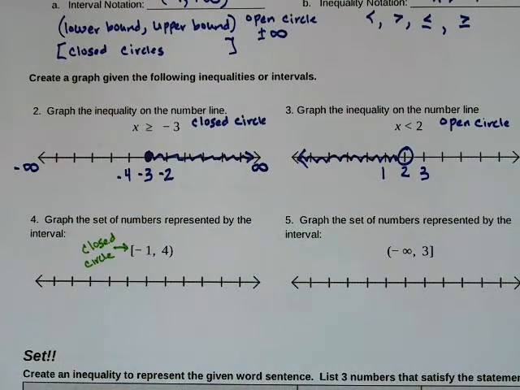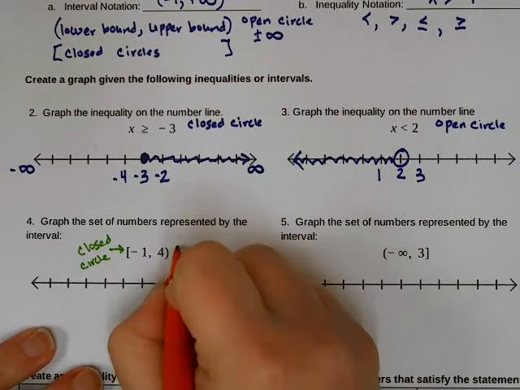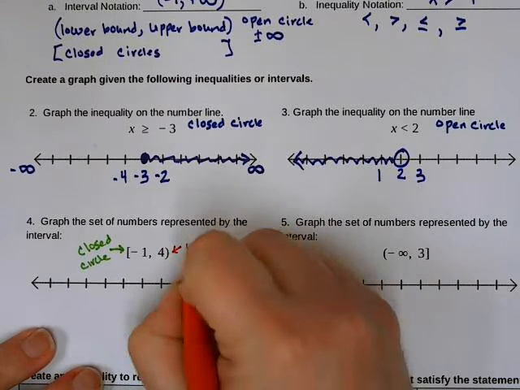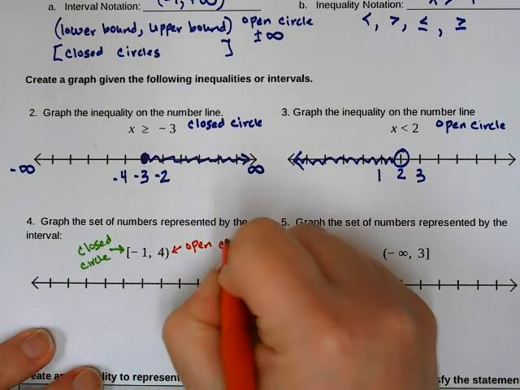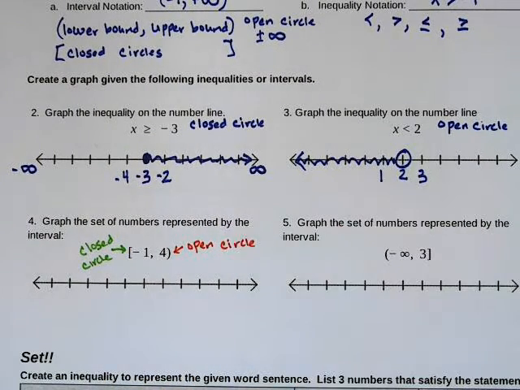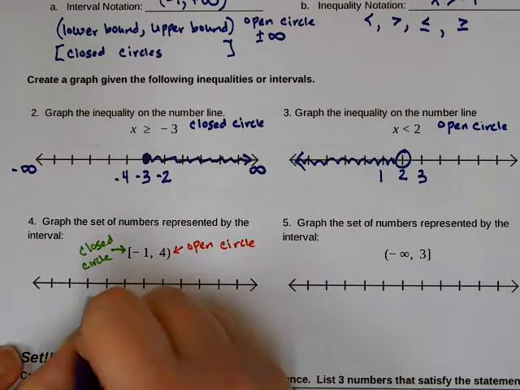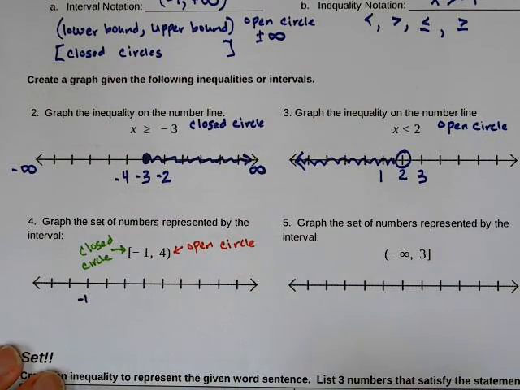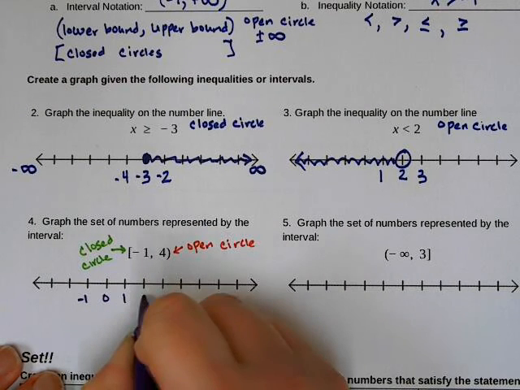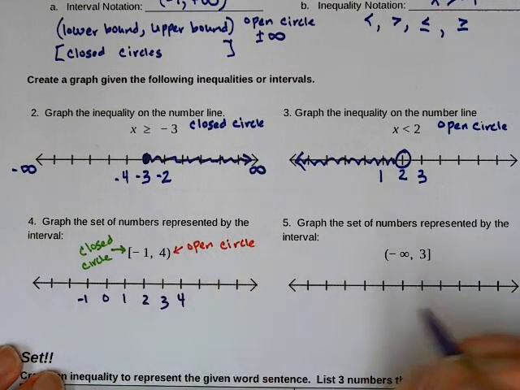And then we have a parenthesis at 4, which means we're going to have an open circle at 4. So now I need to actually make my number line here. So let's see. I'm going to put -1, maybe right here. So -1, and then I'm going to go 0, 1, 2, 3, 4. Okay, so good, that worked.